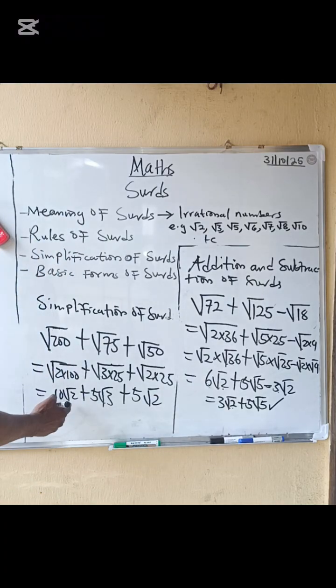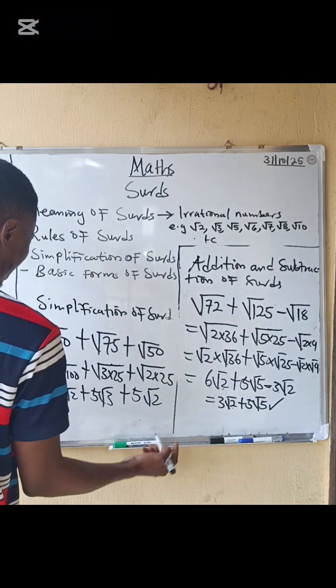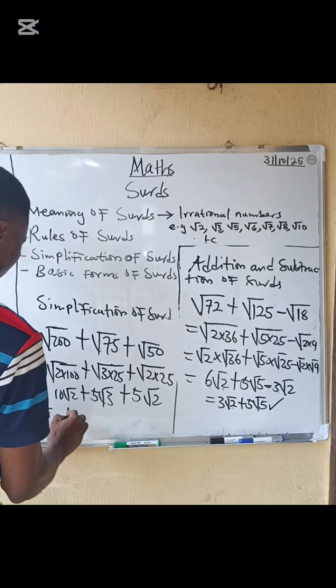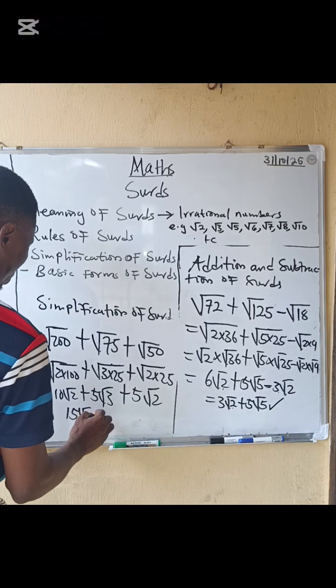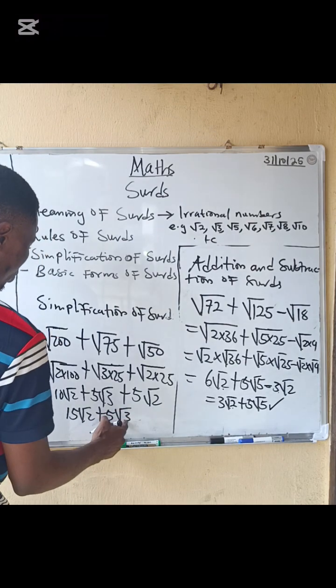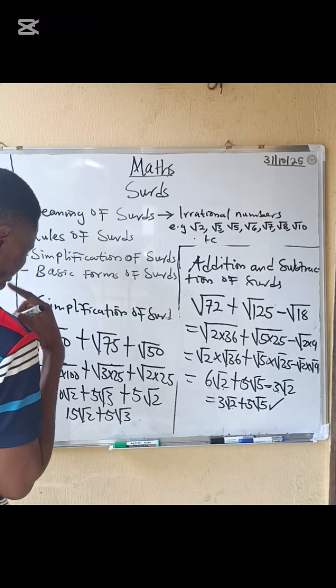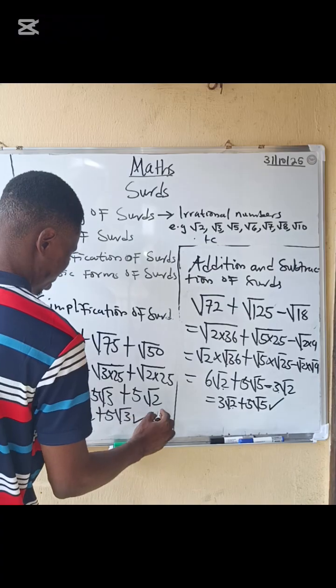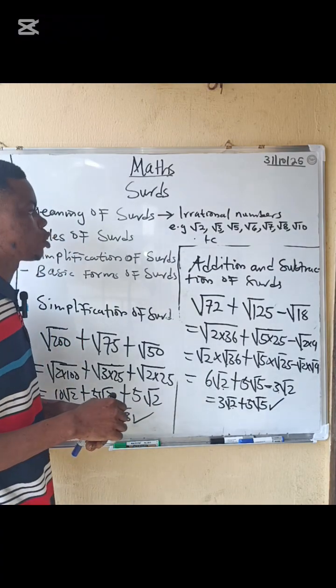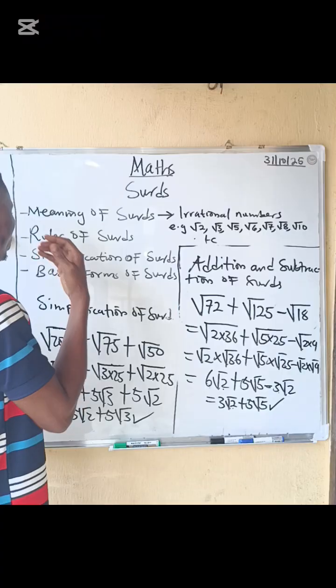All right, so look at this, we have similar surds. Root 2 and root 2, we can do what? We can add. So we have 10 plus 5, that is 15 root 2, plus 5 root 3. This is root 3, this is root 2. So they are not similar, so we can stop here. So that is it. Very, very simple. So this is where we are going to stop in today's class.